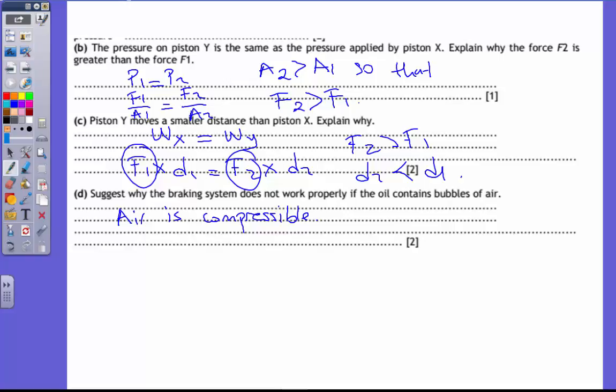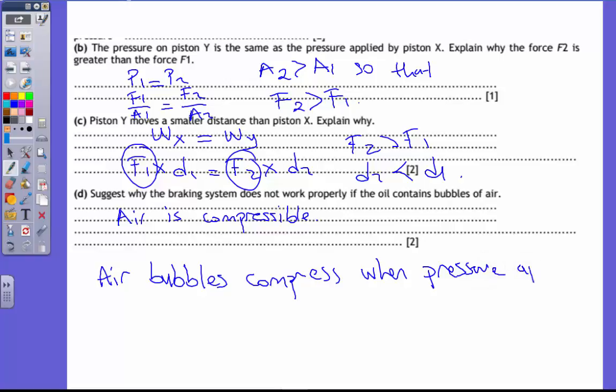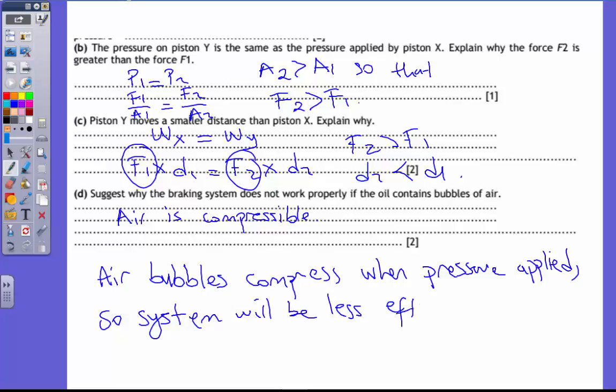Answer: air bubbles compress when pressure is applied. So the system will be less efficient or pressure reduced.